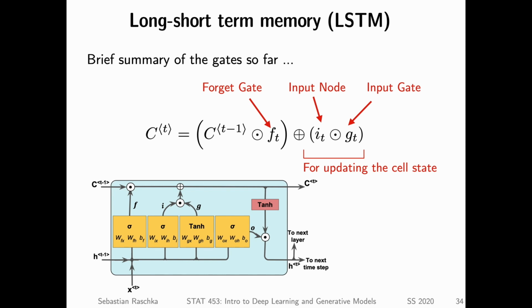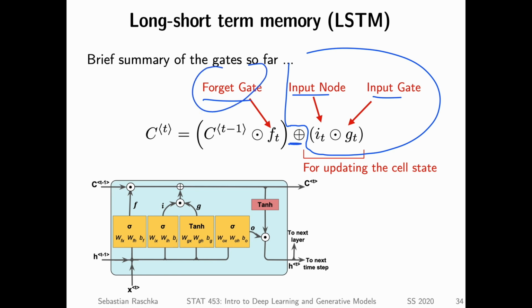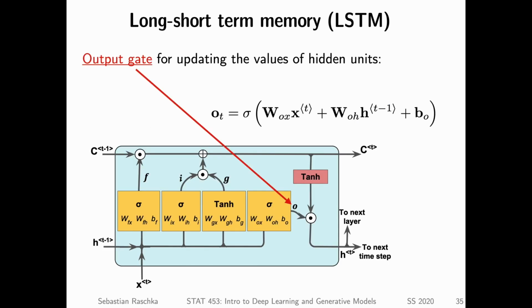So just to briefly summarize what we've seen so far. We have a forget gate, an input node, and an input gate, and we add the result of input node and input gate to the forget gate output with this element-wise addition operator. And this one you can think of as a value for updating the cell state. I mentioned there are 3 gates because, like all good things, they come in 3s. The 3rd gate is the output gate, and this is for actually updating the values of the hidden layers or hidden units.